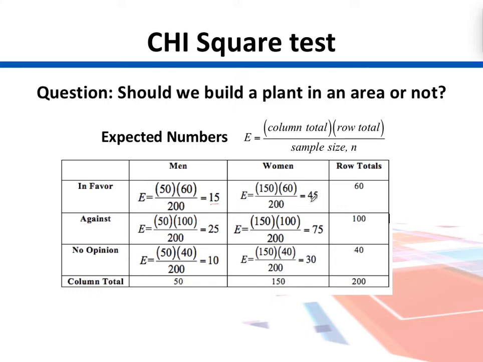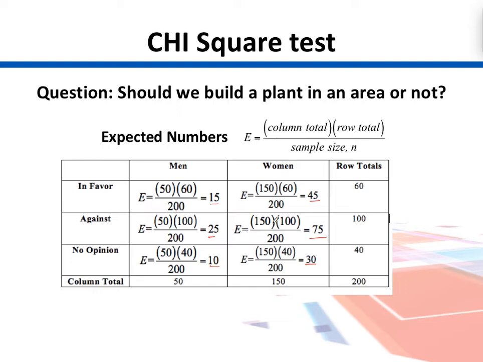It should have been 45 women expected to be in favor, and for against, 25 men and 75 women were expected. And for no opinion, we calculated that it should have been 10 men and 30 women. So these are our expected numbers.